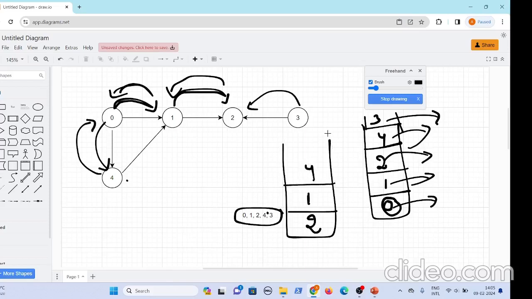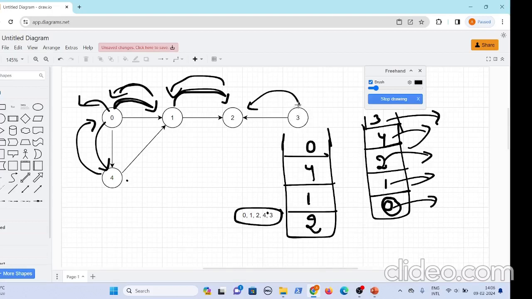Okay, now from 0, you don't have any other ways. So what you have to do is trace back from 0, basically. So then you put 0. Now there is another vertex 3, and from 3 you should start DFS as well.